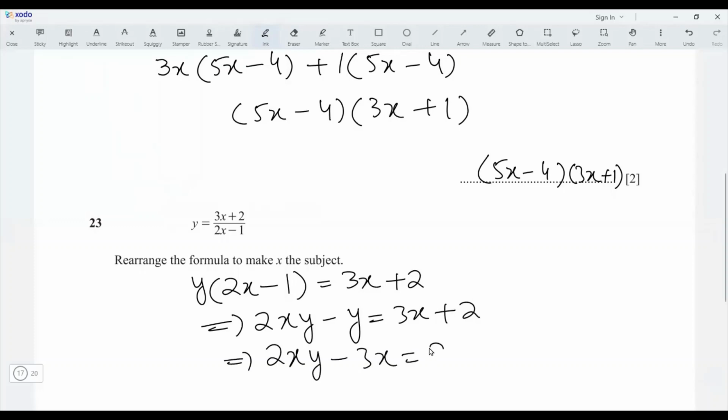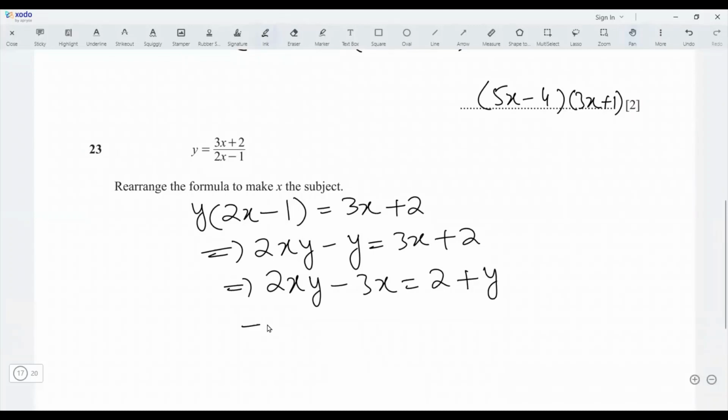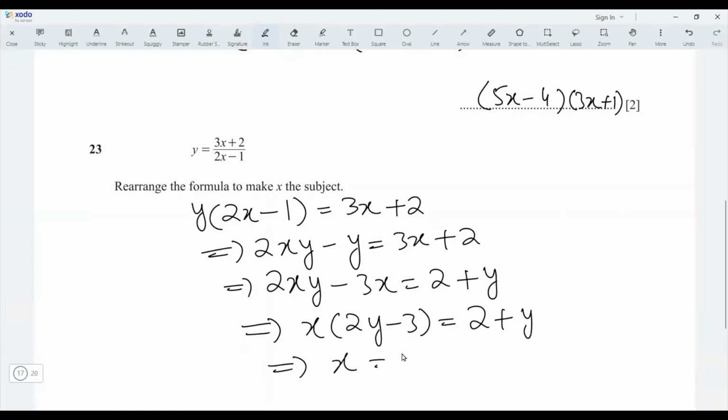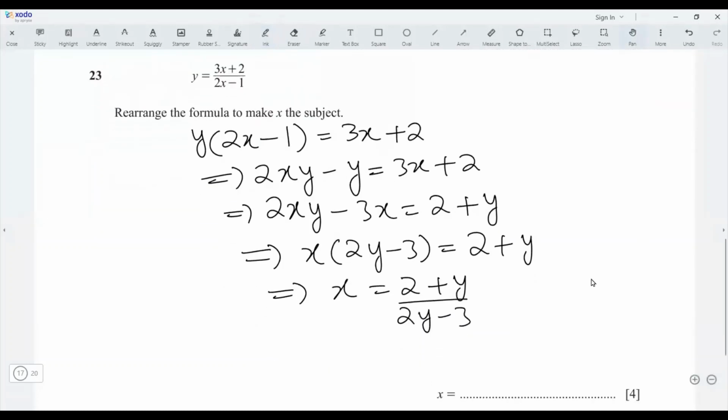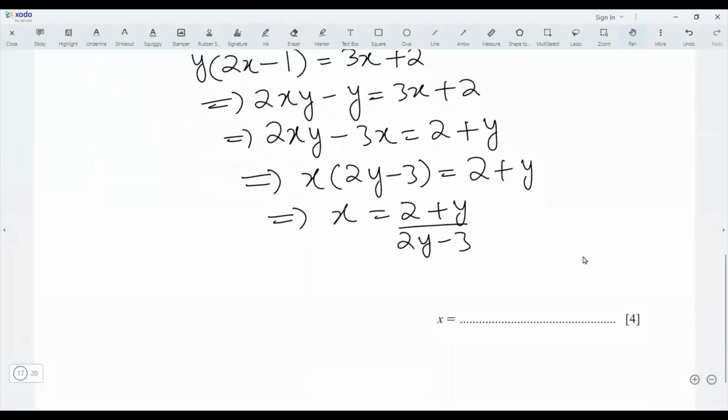minus 3x equals 2 plus y, or y plus 2, the same thing. So x can be taken as common in order to make it the subject. So it is x times (2y minus 3) equals 2 plus y. So x and 2y minus 3 are multiplying, so 2y minus 3 will be divided onto the other side. So x equals 2 plus y divided by 2y minus 3. So this is the answer. Only x is on the left hand side of the equation and it is made the subject of the equation: 2 plus y divided by 2y minus 3. It is worth 4 marks. If you have done each and every step correctly, you will get full marks.